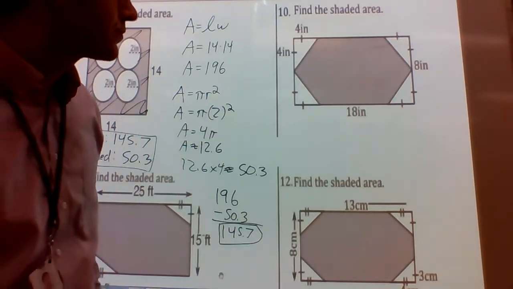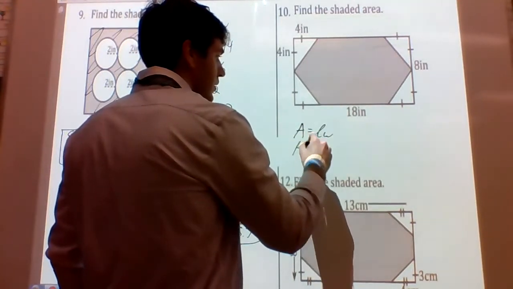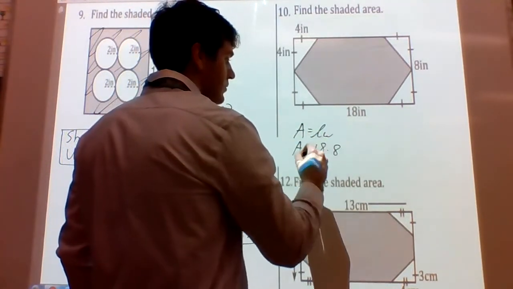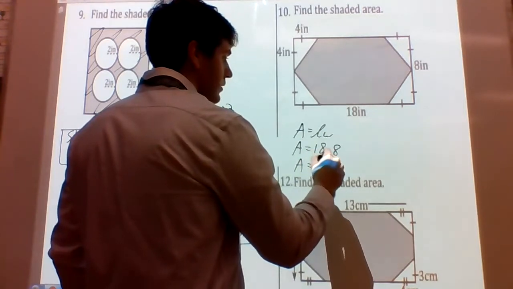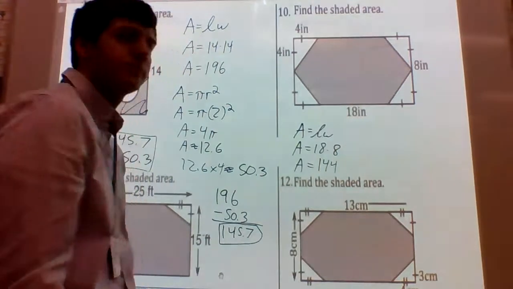Number 10, the rectangle is length times width. Length is 18, width is 8. 18 times 8 is going to give us 144.